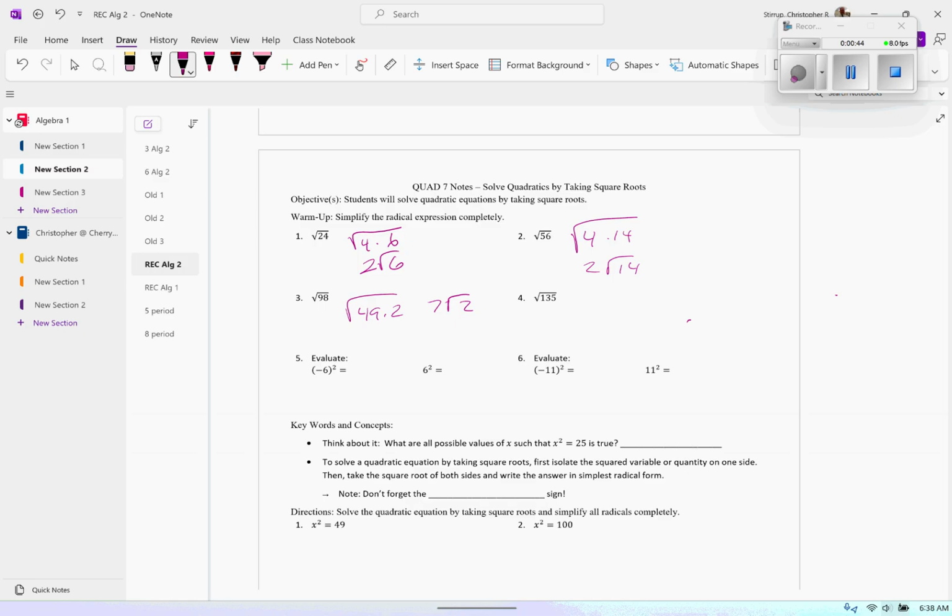135, it's going to break down to 9 times 15. Square root of 9 is 3, so 3 root 15. Then when I have in parentheses, that's going to give me positive 36. This will give me positive 36. This will give me positive 121. This will also give me positive 121. Where you have to remember is if these are not in parentheses, then we would have had negative answers.